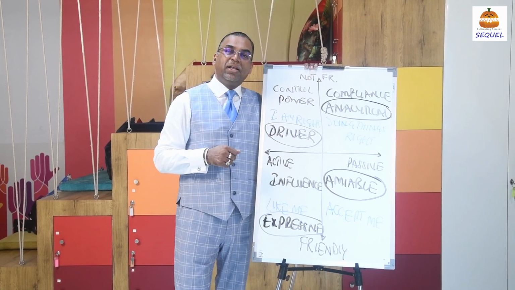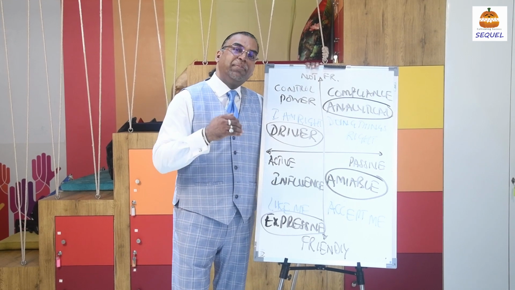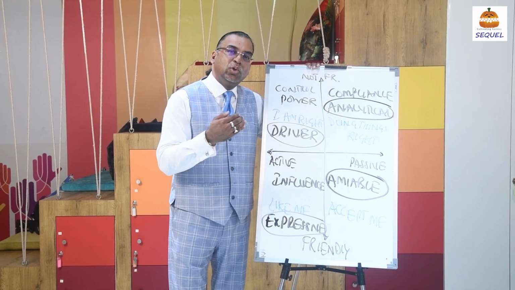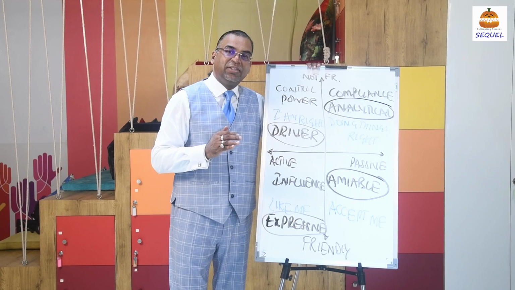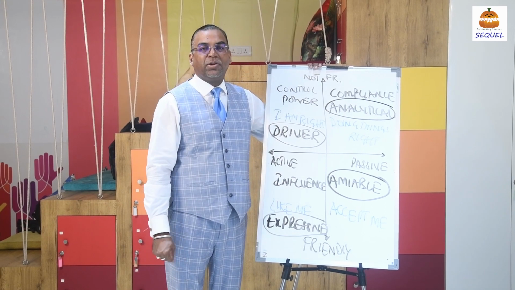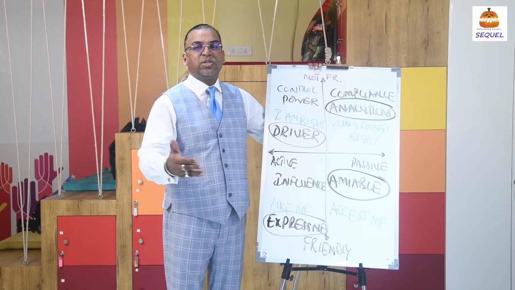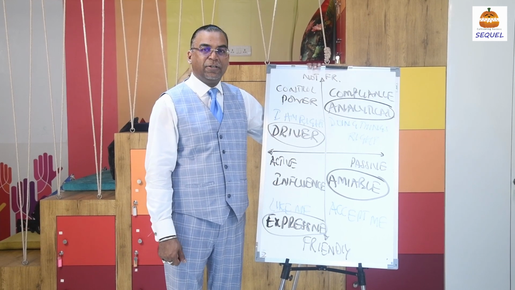When you deal with an amiable, remember, if you end up pressurizing them, they will go into a cocoon. In any case, they don't talk much. So start with a personal note: hello, hi, how are you doing? And that's where you talk about whatever you have to talk about.